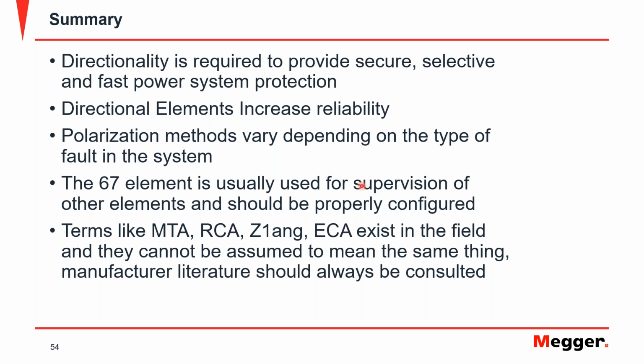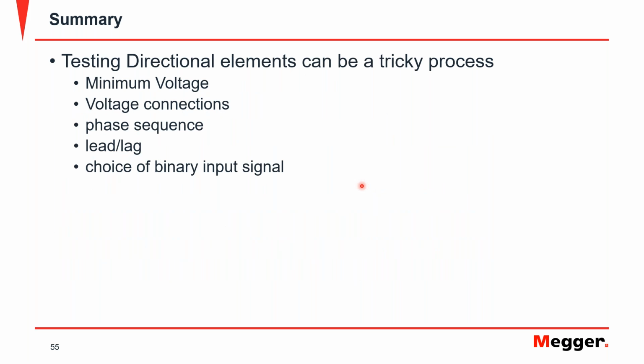There are many different polarization methods, and their use is going to depend on the type of fault that you have in the system. The 67 element is usually used for supervision of other elements, and you should configure it properly. There are terms like MTA, RCA, Z1, ANG, ECA in the field, and you cannot assume that they all mean the same thing. You should always consult the manufacturer literature.